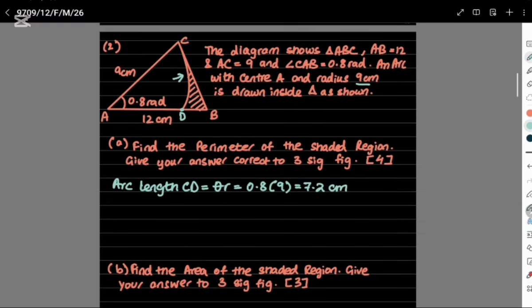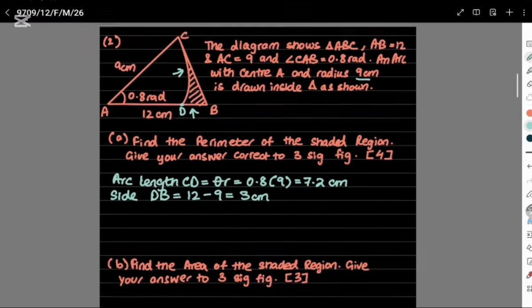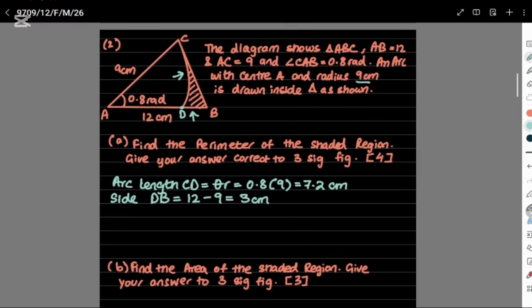Now we have to find DB as well. So what's DB? It's just the side AB minus the radius. The radius is given, which is 9. So side DB is equal to 12 minus 9, which is equal to 3 centimeters. Now we have to find BC as well.